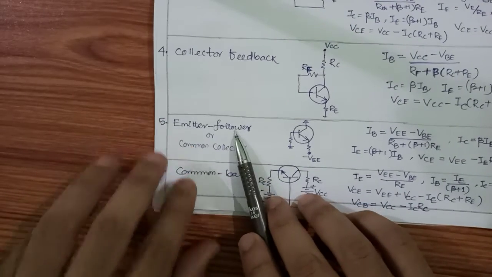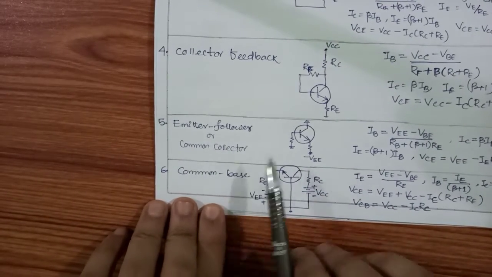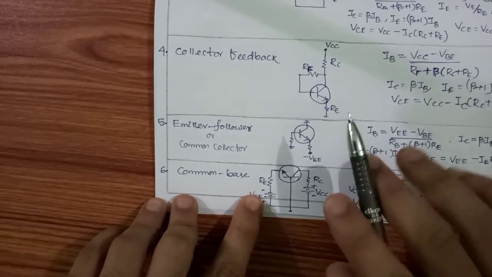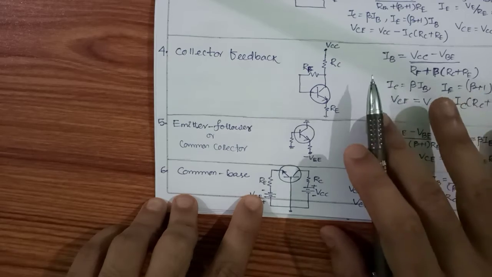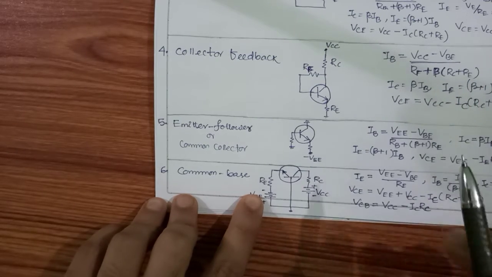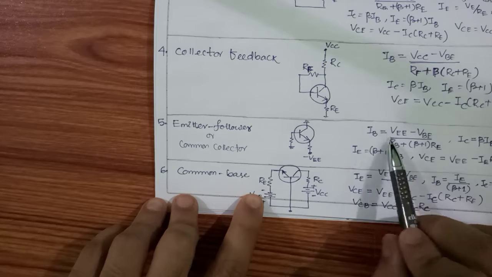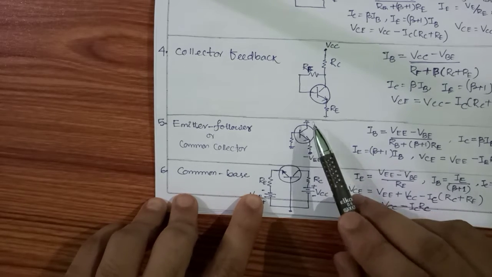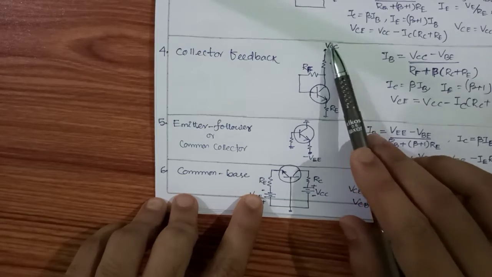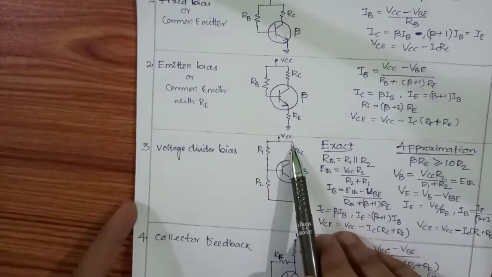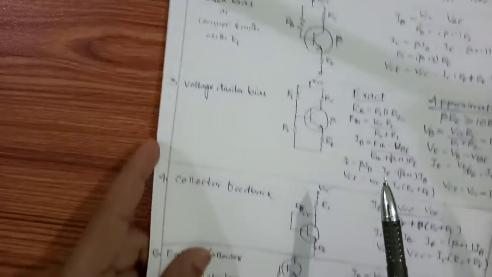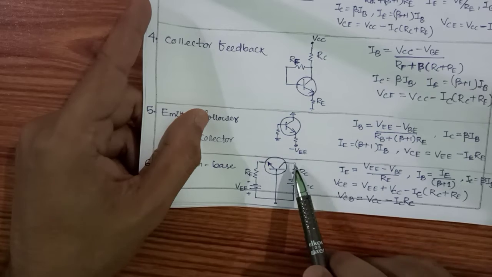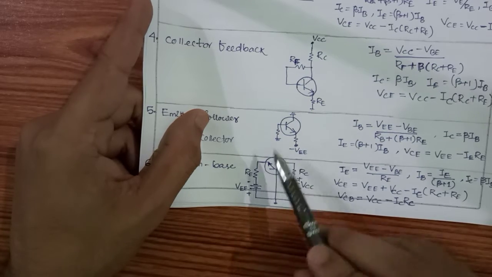Now the emitter follower, also called common collector, because here the collector is the common terminal. First we will find for the input loop, that is the base to emitter loop. Everywhere the input loop is between base and emitter, and the output loop is between collector and emitter. Then we will find IB. Here the collector is grounded; similar to the previous one, a battery source VCC is connected to the collector terminal, but here our battery source VE is connected to the emitter, that is minus VE, which means it is connected in a reverse way.